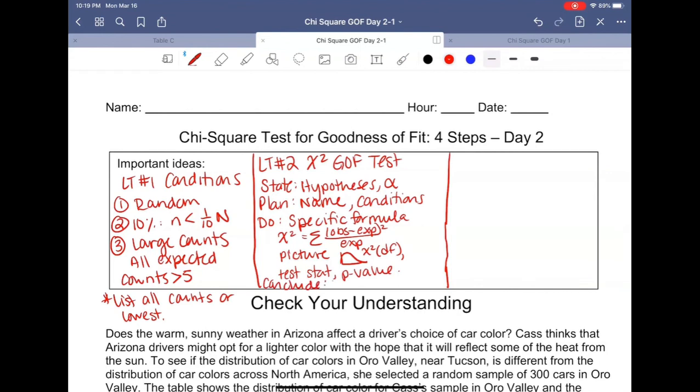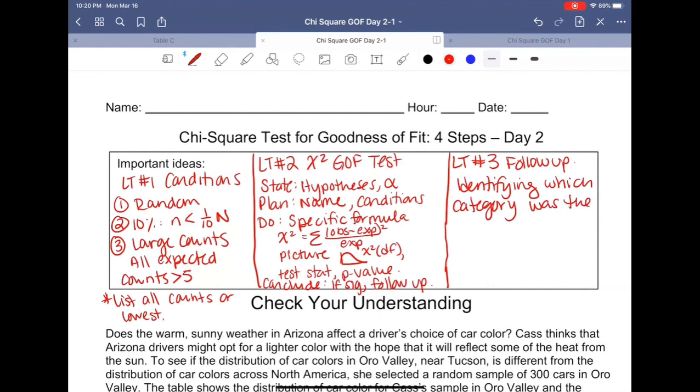And then also, if significant, then you should do a follow-up. And for follow-up, we're going to get into that in this last part. So for a follow-up analysis, what's important here is that you're identifying which category was the largest contributor to the chi-squared value.